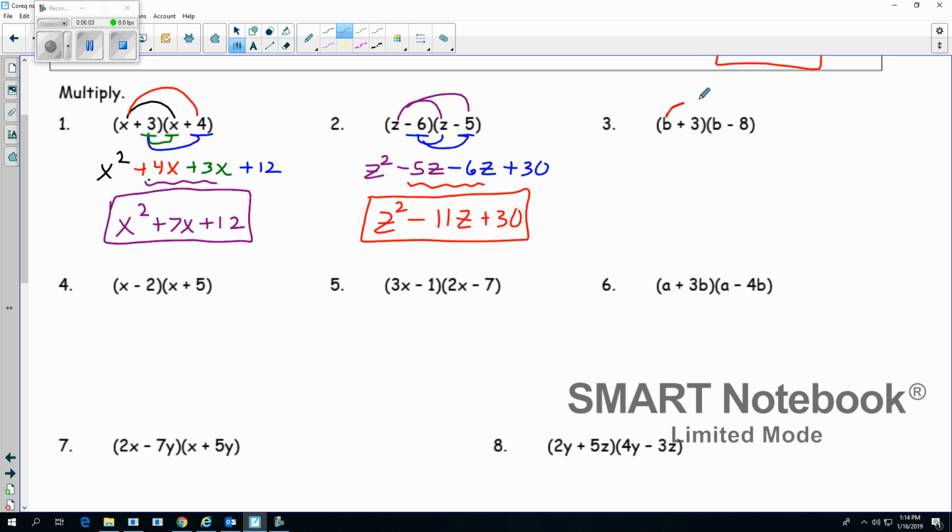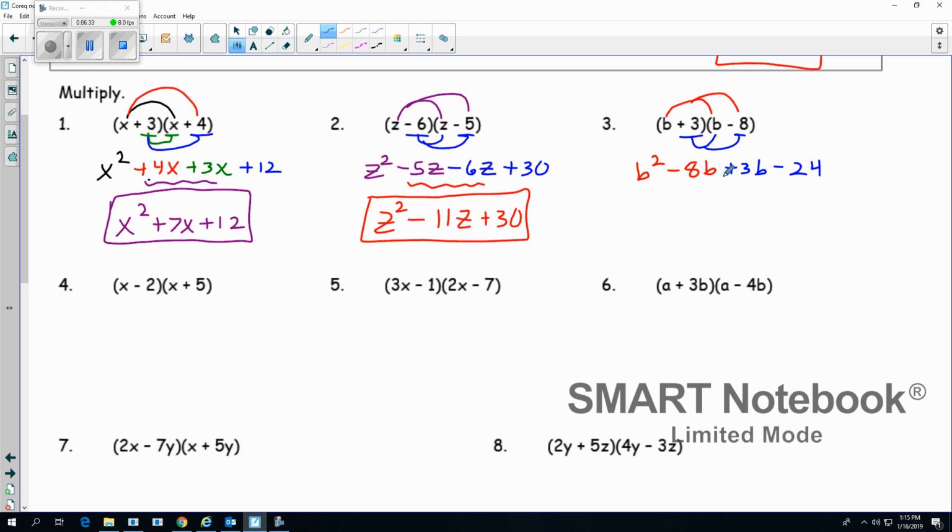So let's see, b times b, b squared, b times minus 8, minus 8b, one positive, one negative, so we get a minus 8b. 3 times b, they're both positive, so this one's actually plus 3b. And then 3 times negative 8, so positive, negative. 3 times 8 is 24, but it's going to be a minus 24 because of the signs.